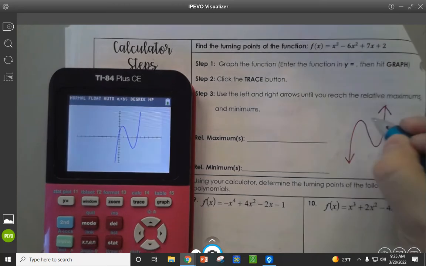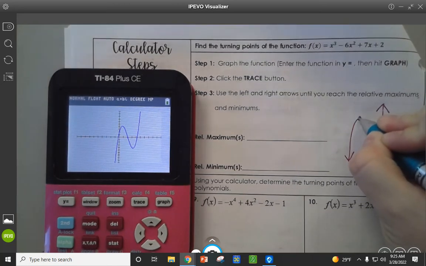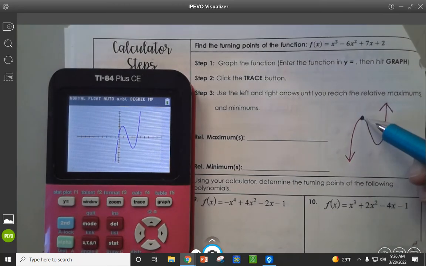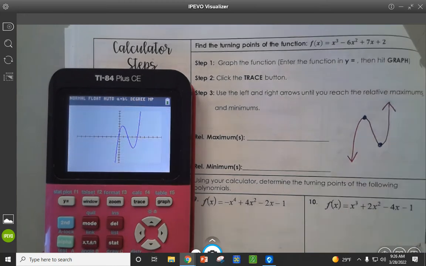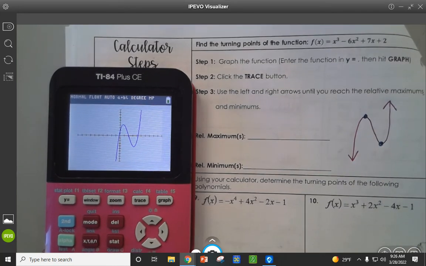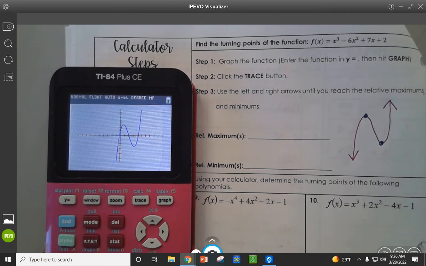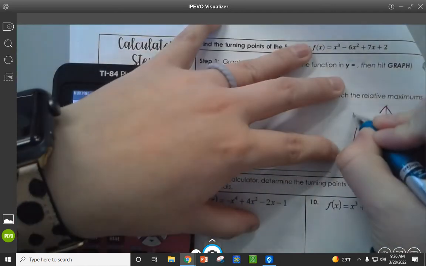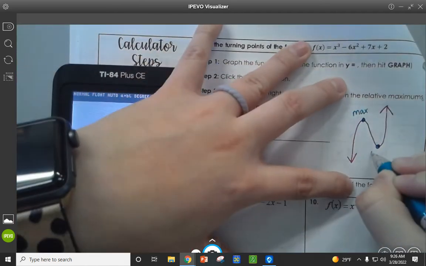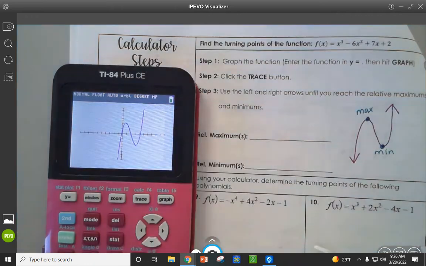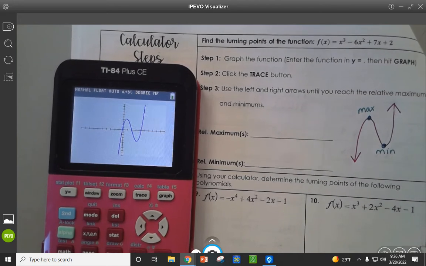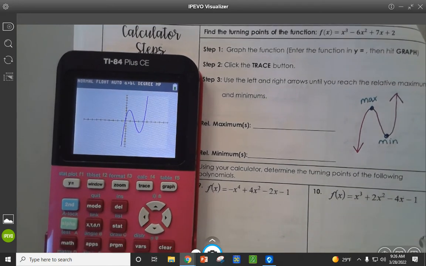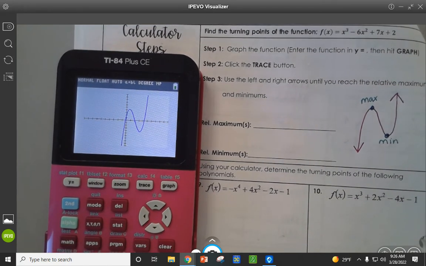Okay. And so we've got 2 points. This one right here, is this a max or a min? It's a max. This one down here is a minimum. But we are going to write out the actual coordinates. So I'm going to write max. I'm going to write min there. So we're going to actually put the coordinates. So we only have one maximum, one minimum. Sometimes you might have two max and a min.